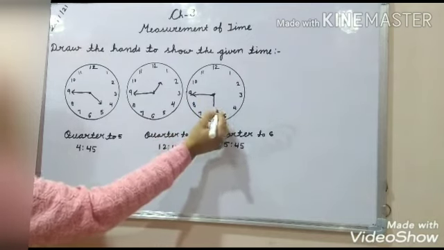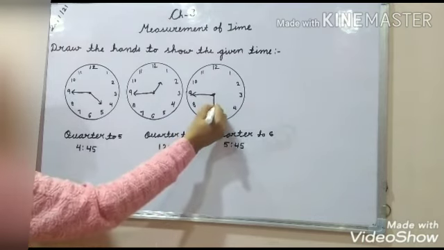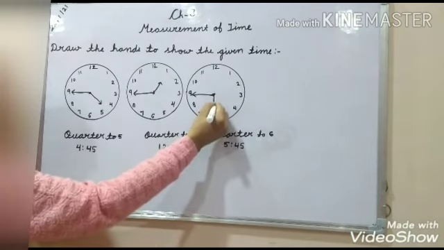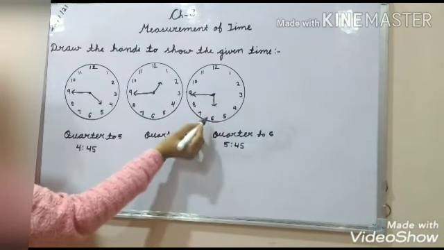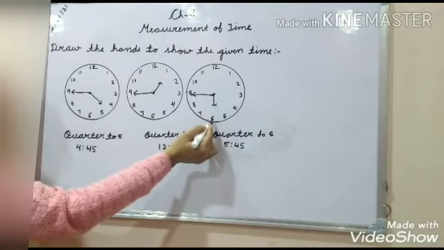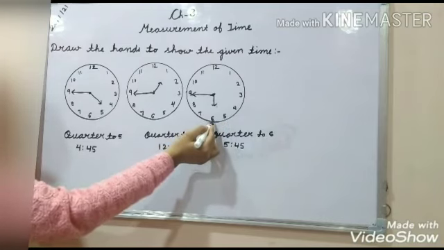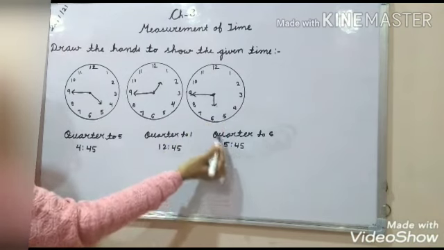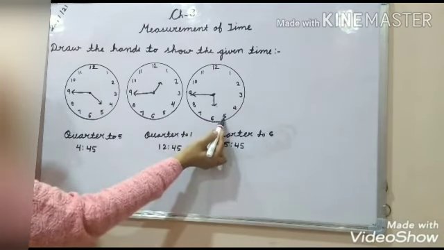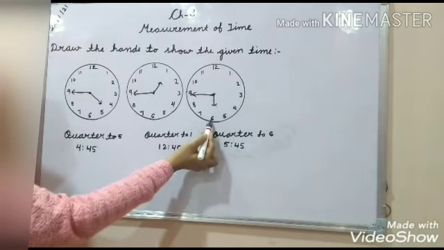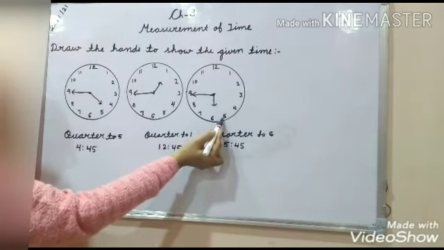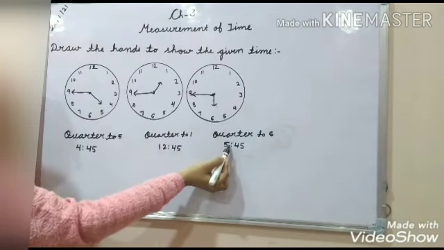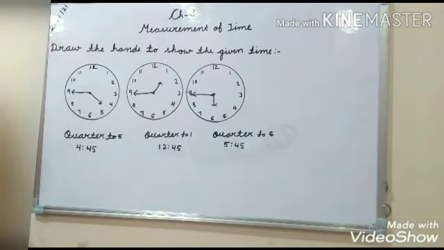Okay. Nearer to 6. But it is not exactly on 6. It is nearer to 6. And it has already left 5 and it is going nearer to 6. Okay. So between these two numbers, when we are writing the time, we will choose the number that the shorter hand has already left, the number that is previous to 6. So the time will be 5:45.